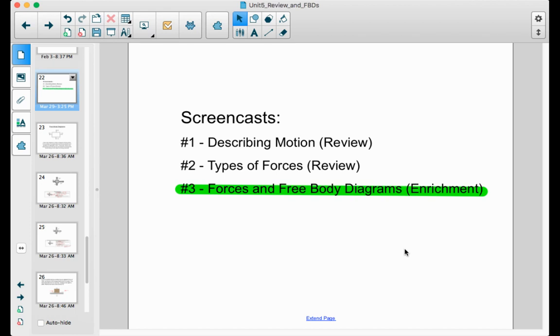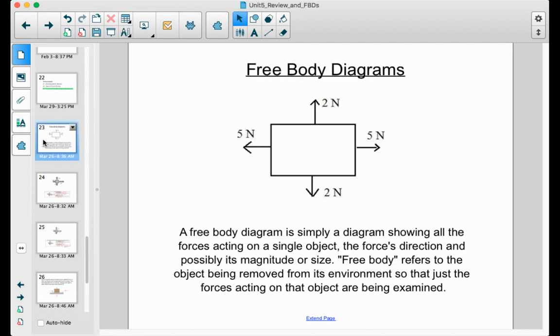This will be the third screencast in our series of three. First two being primarily review. The third will be review for some, enrichment for others. It all depends on if you have covered free body diagrams in your class up to this point or not. So let's get to it and let's take a look at what free body diagrams are.